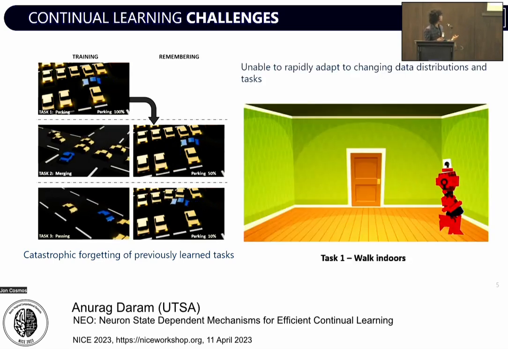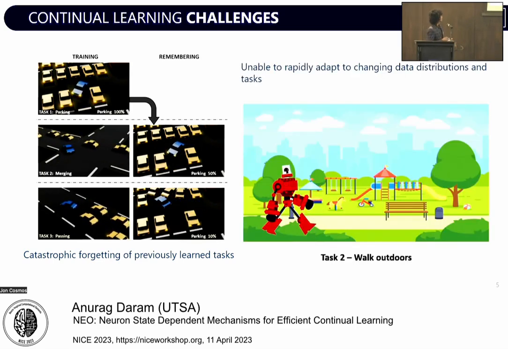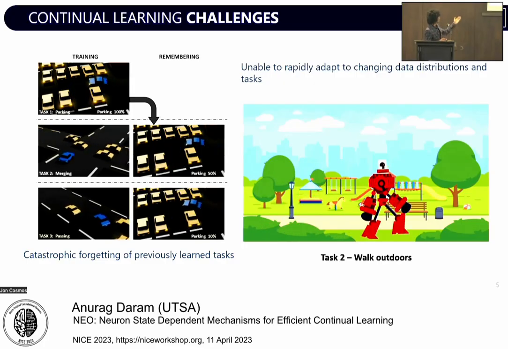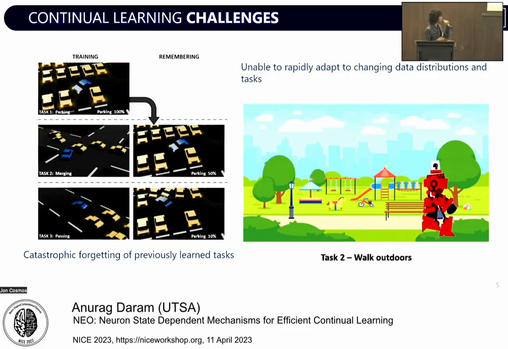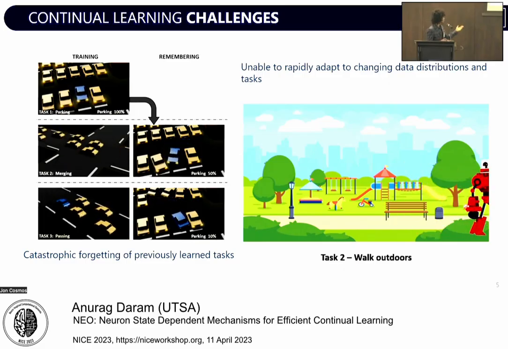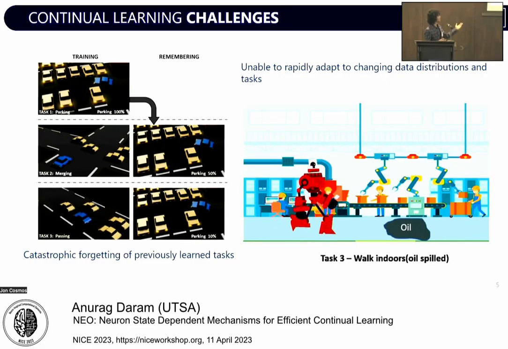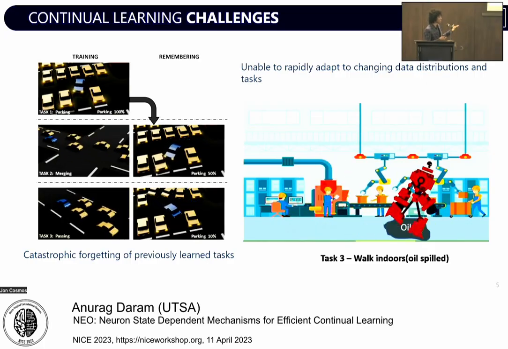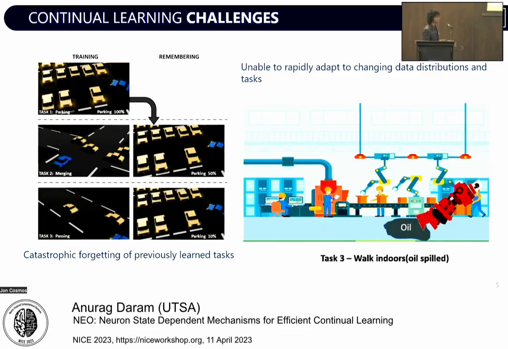And the other problem is being unable to rapidly adapt to changing data distributions and tasks. So in this case, the robot is able to first learn how to walk indoors, then walk outdoors, and then it encounters an unexpected situation wherein oil is spilled, and then it will just fail and fall.